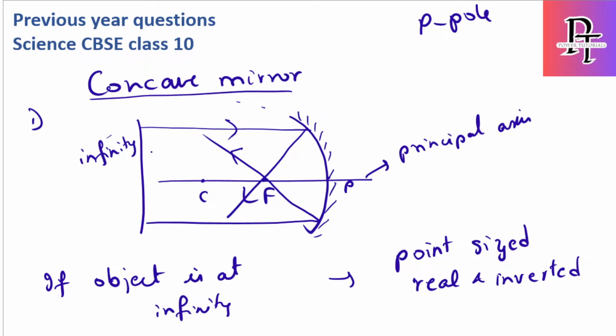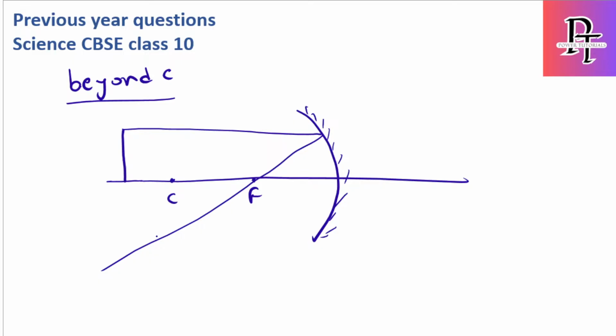Okay, next move to the next question. If the object is beyond C, what will happen? Same mirror, we have position F, we have position C. Let's place the object here. The first line, let's draw a line which is parallel to the principal axis. It will reflect through the focus. And the second, if we draw a line passing through focus, it gets reflected parallel to the principal axis.